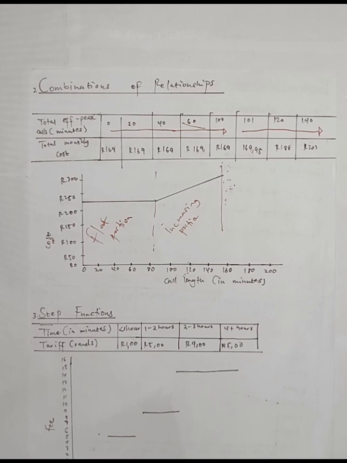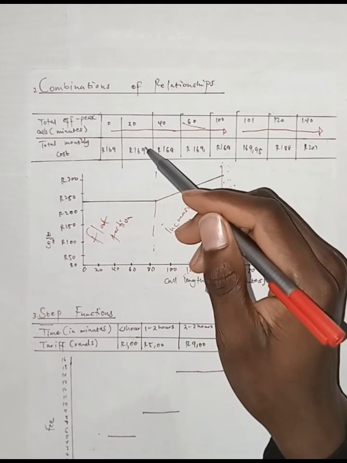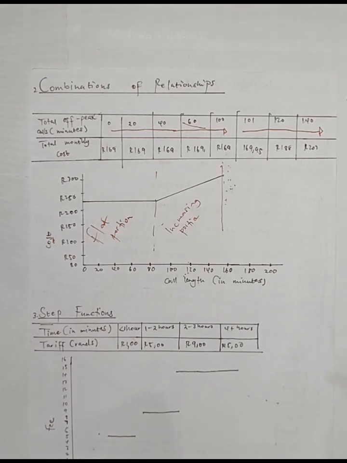Okay, so it is a fixed monthly subscription fee of 169, as you can see, 169 rand over there. But the contract also comes with 100 free minutes. I didn't put the statement, but it comes with 100 free minutes. For the first 100 minutes, no calls are charged, and only the subscription fee is payable.